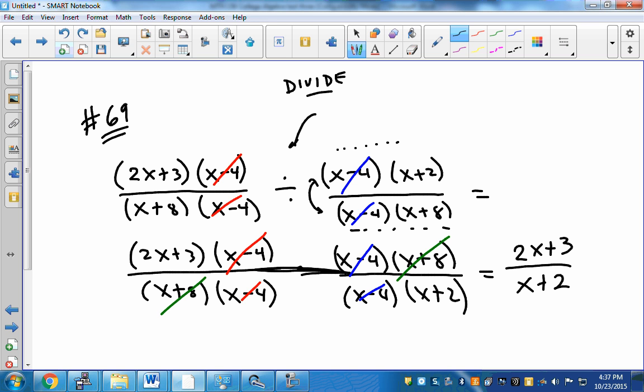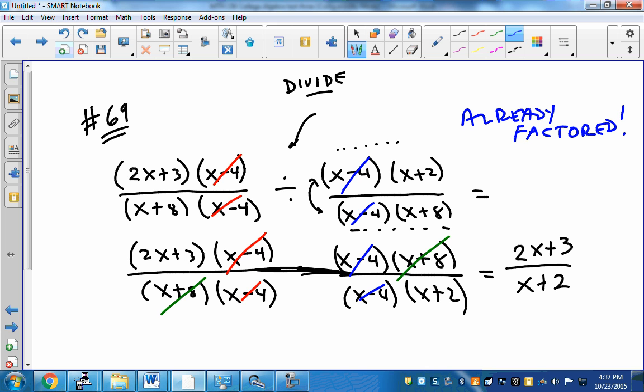A particularly easy problem because everything was already factored. No factoring required. Wasn't that a simple problem? Yeehaw. Okay.